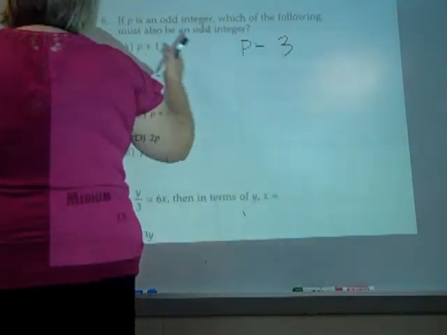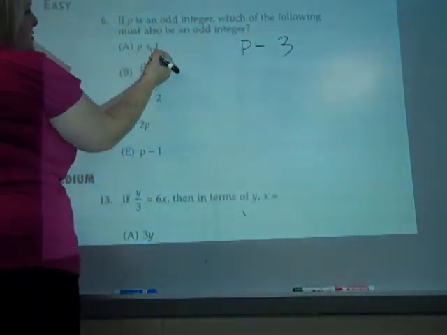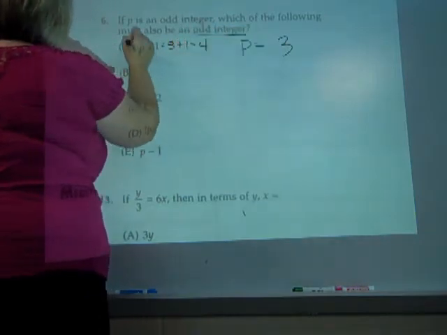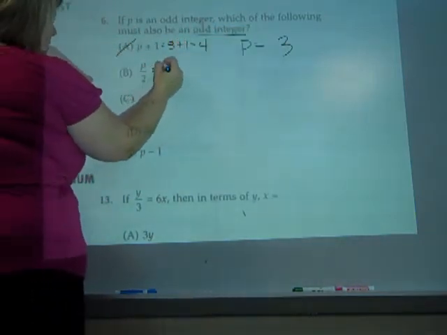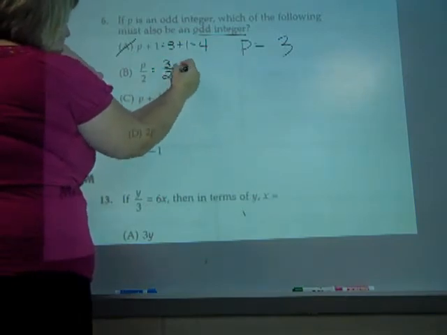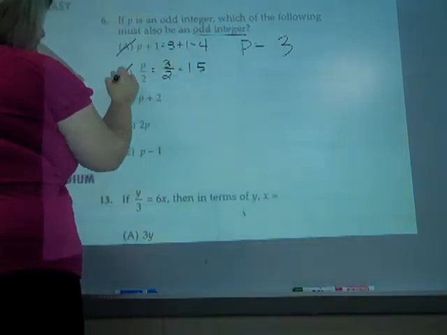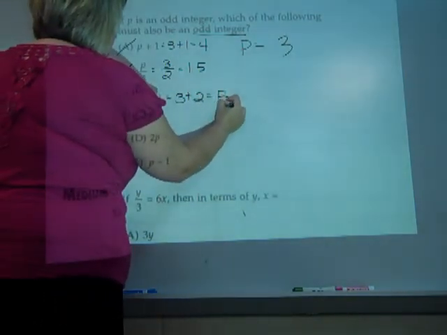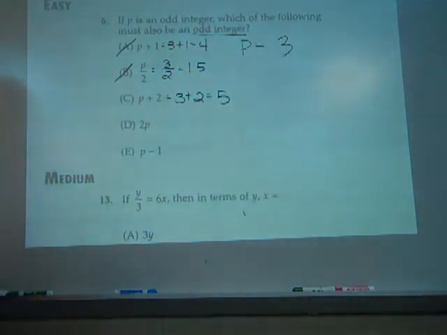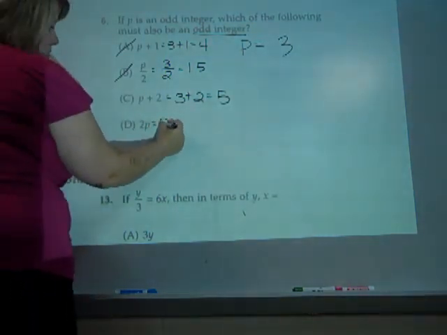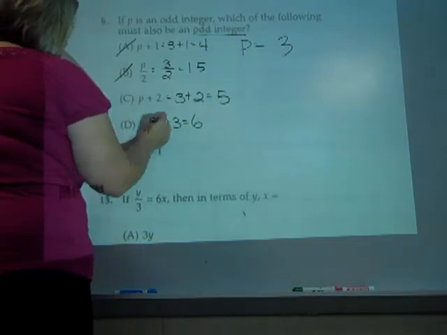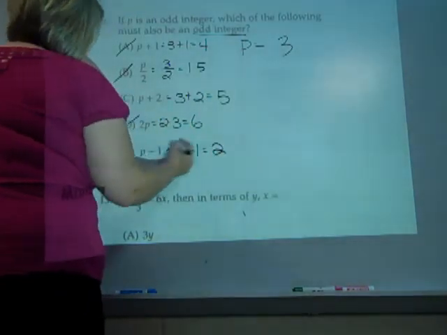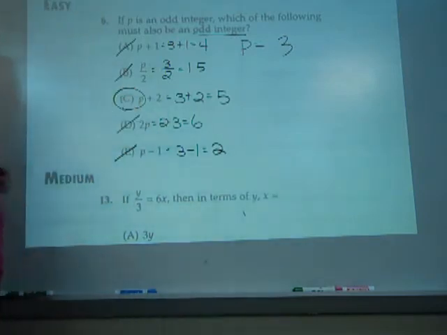Which of the following must also be an odd integer? So if we plug in 3 for p, 3 plus 1 is 4, which is not an odd integer. 3 over 2 is a fraction or a decimal, which is not an integer. 3 plus 2 is 5, which is an odd integer, so that one might be right. 2 times 3 is 6, which is not odd. And 3 minus 1 is 2, which is not odd. So luckily we only got one that worked.